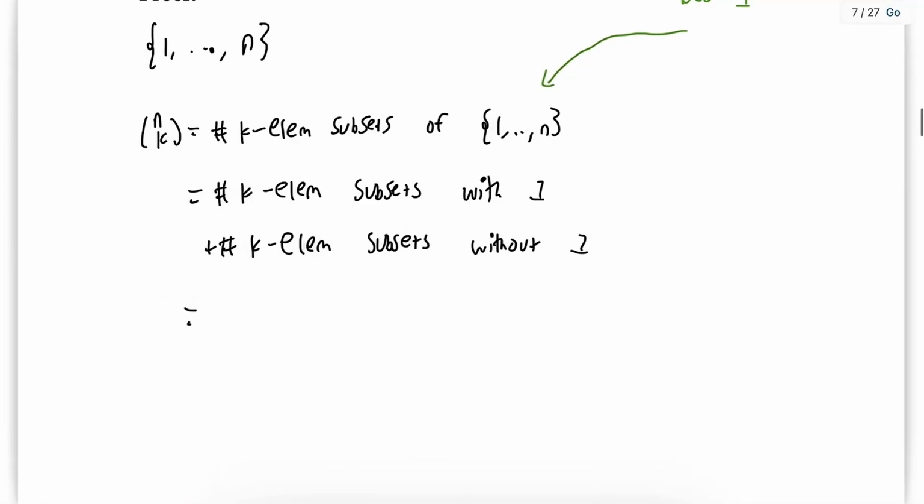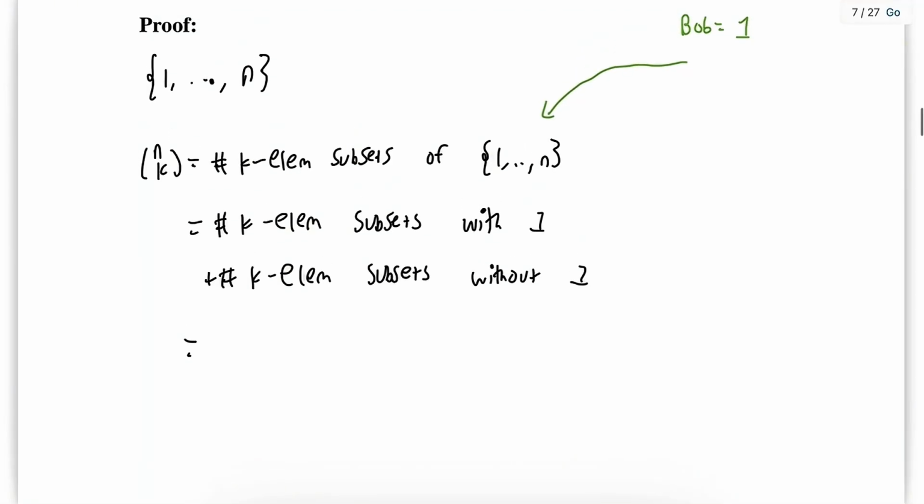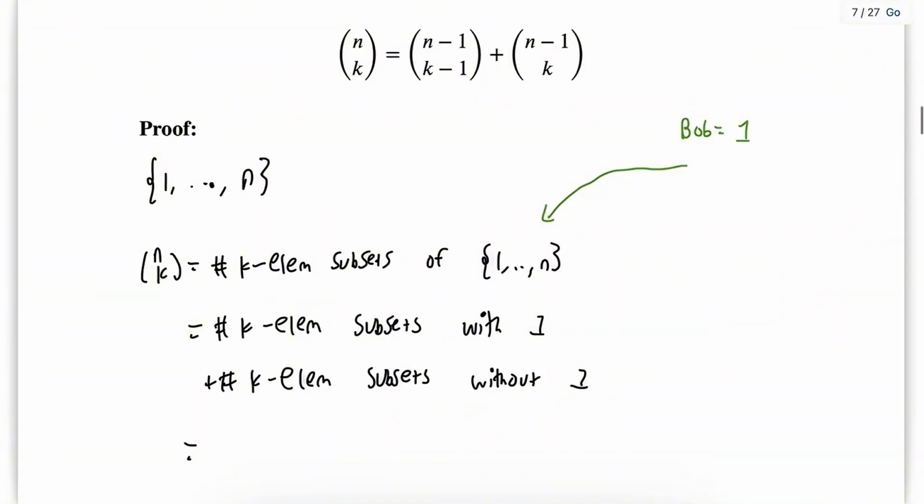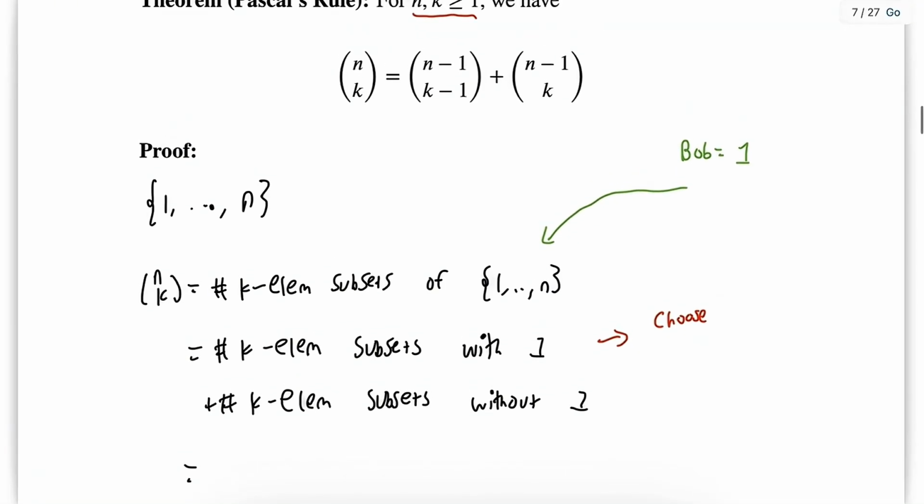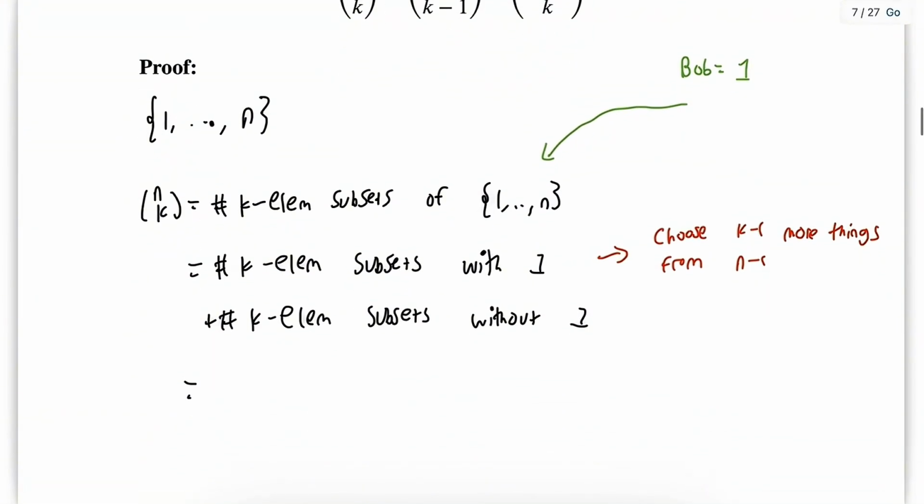What is the number of k element subsets with 1? Well, remember, if we have 1 included, we're choosing k things in total, so we have to choose k minus 1 more numbers from n minus 1 things, since we already have 1 included. So this first term here is just n minus 1 choose k minus 1.